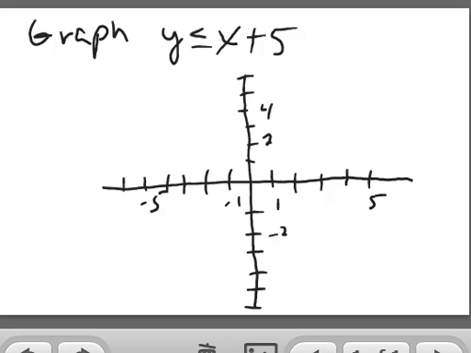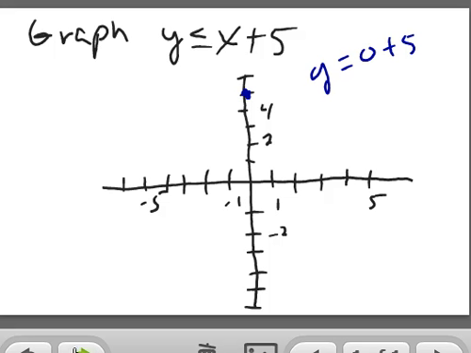This is Troy Hawk, and we're going to graph the inequality that we see here. Y is less than or equal to x plus 5. Here we can start by graphing the intercepts. So I'll graph the y-intercept by letting x equal 0 and solving for y. So we have that our y-intercept is plotted at 5.